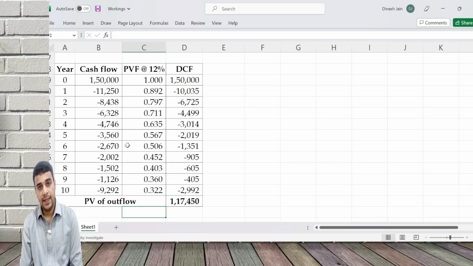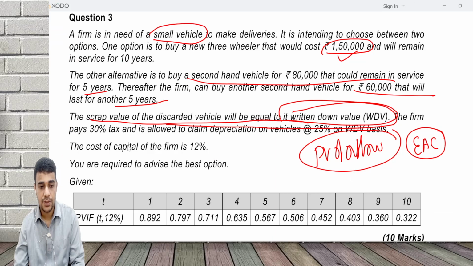117,450. You're buying a machinery for 1,50,000. Over 10 years you claim some depreciation and salvage value that reduces the value, and it becomes 117,450. Similar calculation we will do now for the second option.